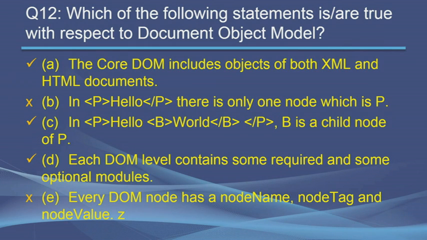The next one is E. Every DOM node has a node name, node tag and a node value. That is incorrect, because some nodes don't have names, nor tags, or they don't have values. So that is also important. You can have a node without a value, and a node, for example hello, for example, there is no tag in it in the option B. So you will know that hello is actually a node, but it doesn't have a tag of its own. So E is also incorrect.